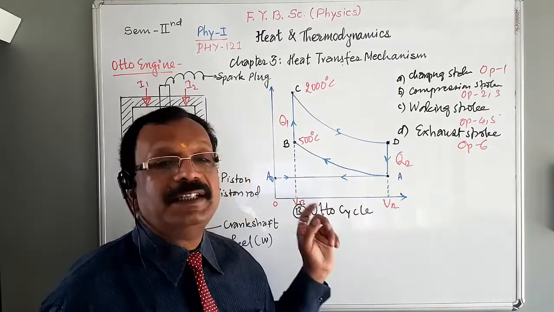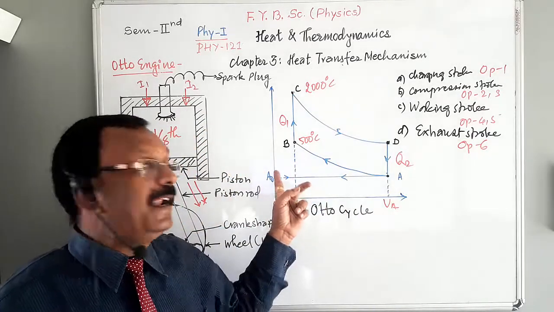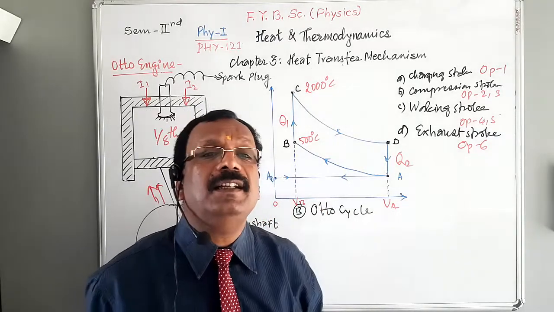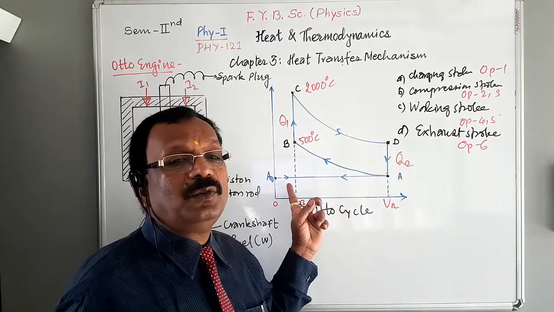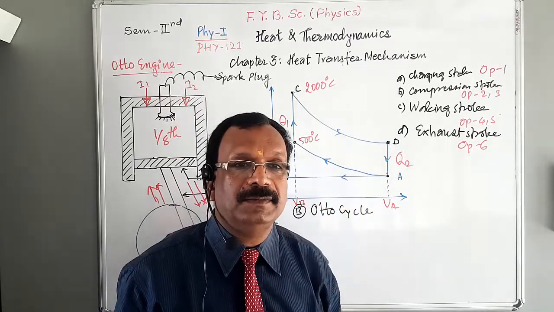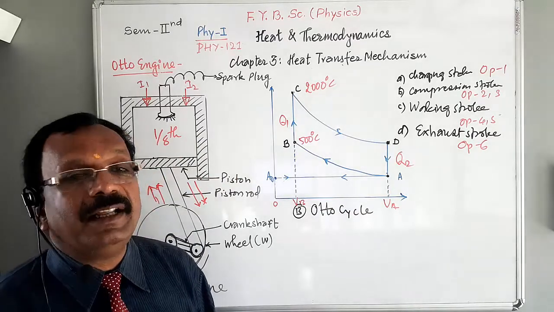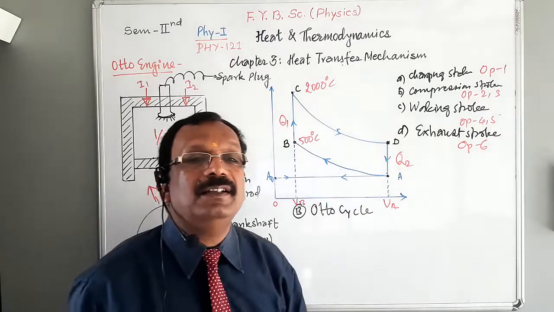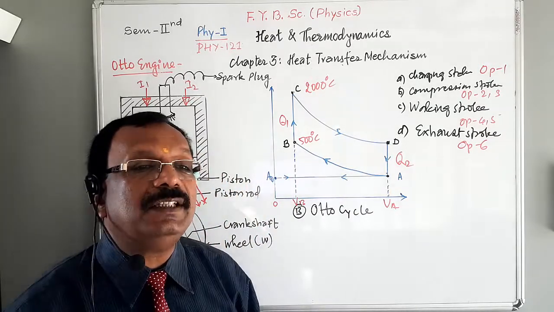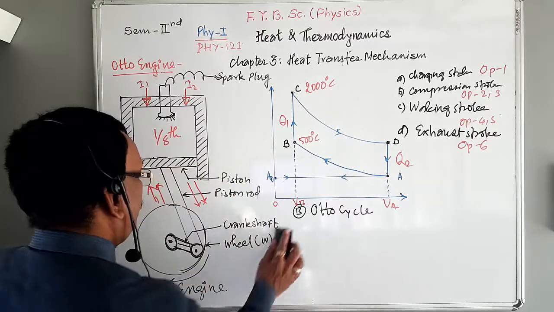When this operation is completed, the original state is restored and the cycle completes. Okay, what I say, the original state is restored and the cycle is complete. In this way, the 4 strokes are completed and 1 cycle is also completed and the original state is restored. Now we are going to see the efficiency of the Otto engine.